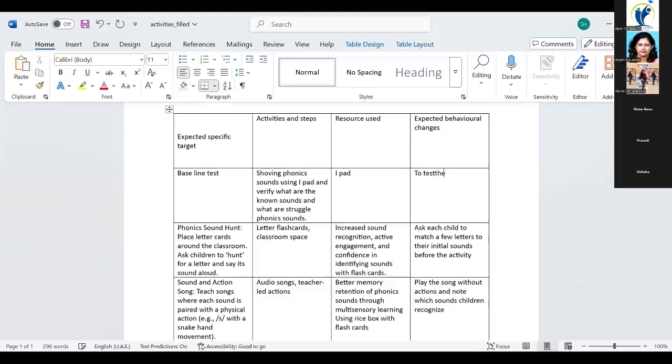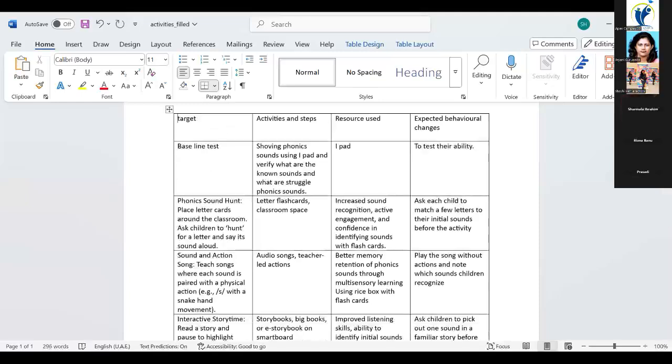Phonic sound hunt. Place letter cards around the classroom, ask children to hunt for a letter and say its sound aloud. That should be the activities and steps. Expected specific target means the objective. The students will be able to improve their pronunciation. Then you put the activity here, phonic sound hunt. Place letter cards around the classroom. Ask children to hunt for a letter and say its sound aloud. That is the activities and steps. Sure, I mistakenly made that one.